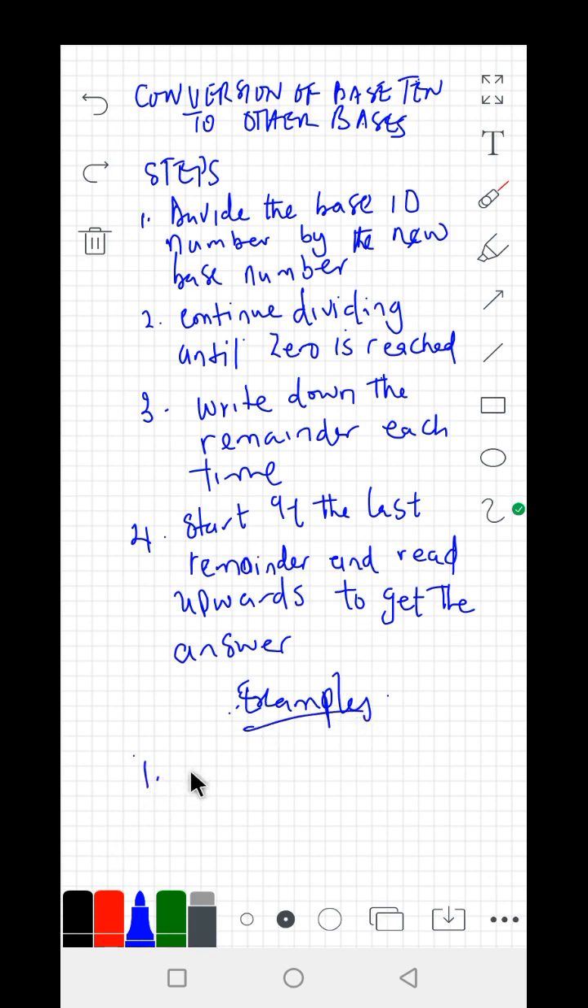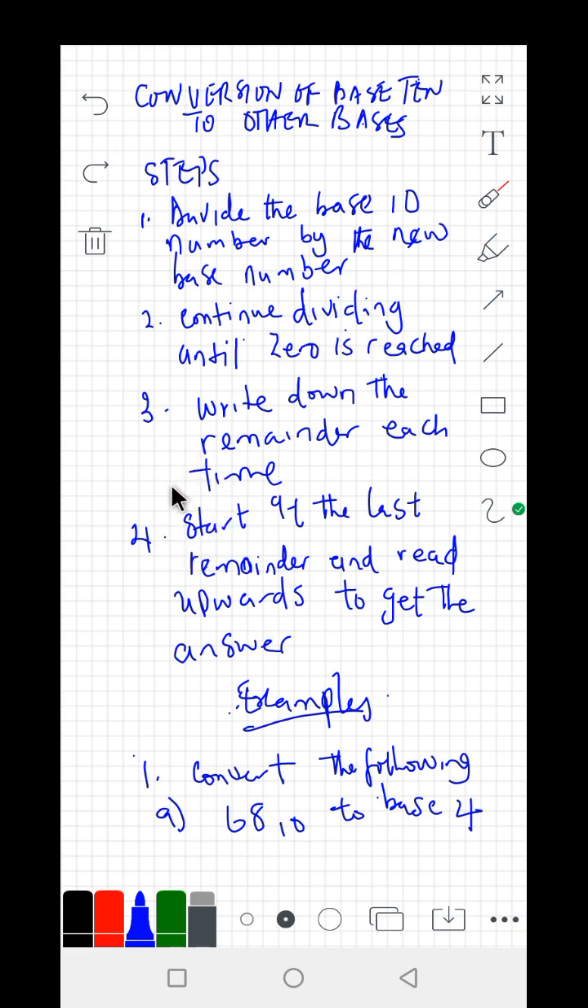Number one, convert the following: 68 base 10 to base 4. 129 base 10 to base 2.